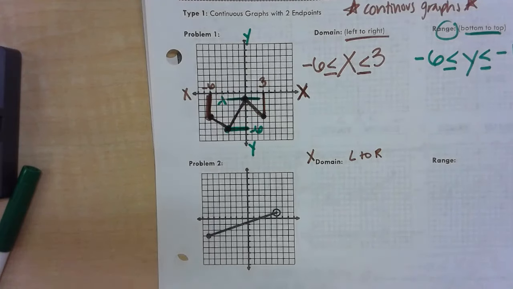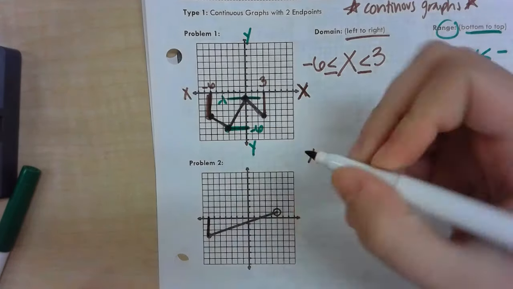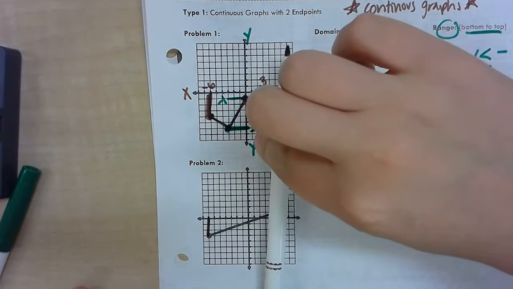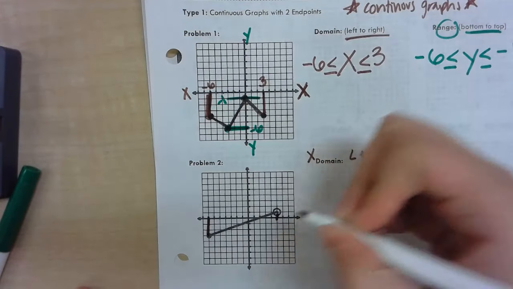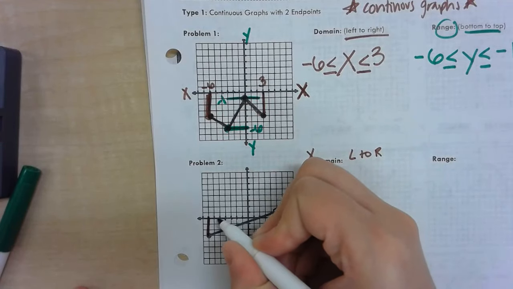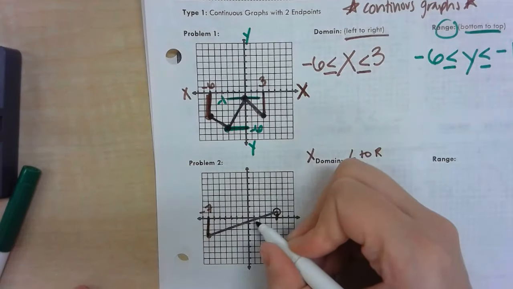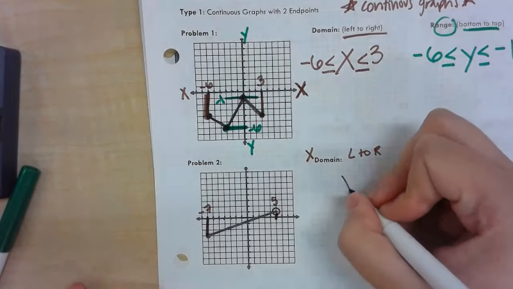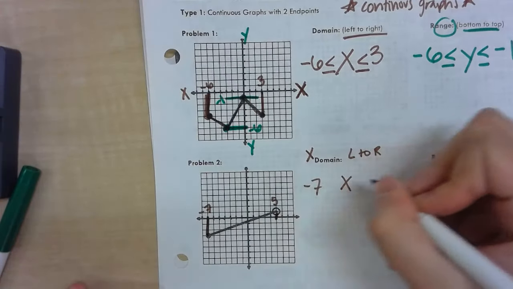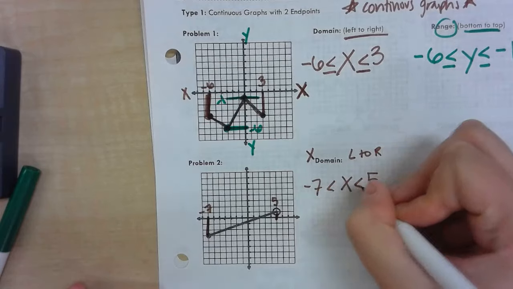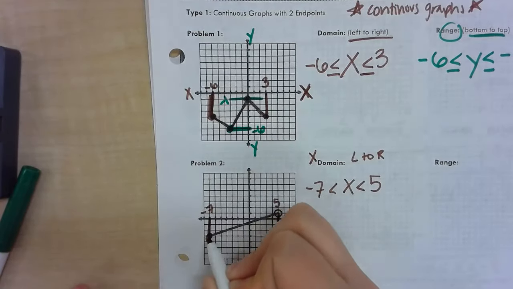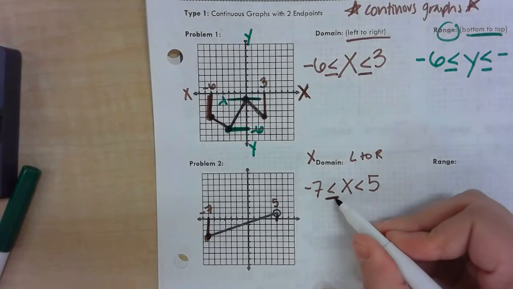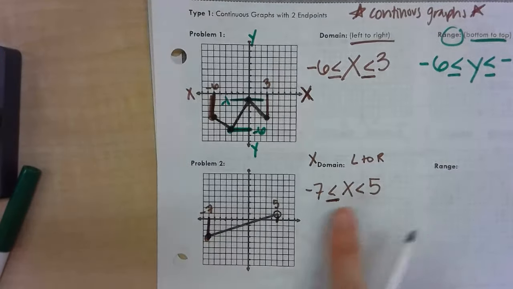I see the farthest left it is right here. I'm going to keep going across, and that looks like the farthest right I'm going to get. So I see that this is 1, 2, 3, 4, 5, 6, minus 7, all the way over to 1, 2, 3, 4, 5. So my domain is going to be between negative 7 and 5. Now I see I only have a closed circle over here at negative 7. So I'm going to use my less than or equal to over here, but not on this side because it's open.